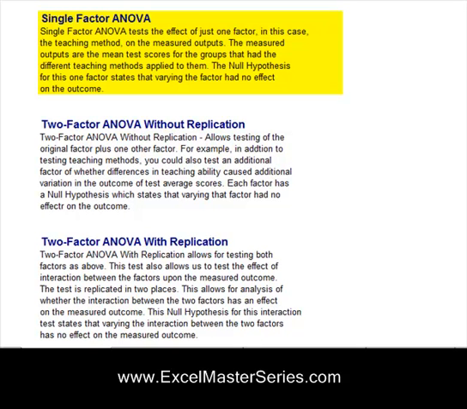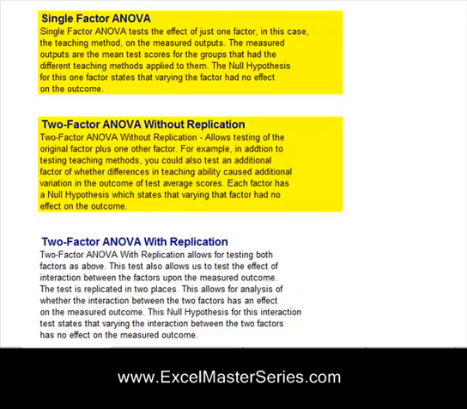Single-factor ANOVA simply tests one factor. That factor has a null hypothesis which states that varying that factor has no effect on the outcome. Two-factor ANOVA without replication just adds one more factor into the test. Each one of those factors has its own separate null hypothesis stating that varying that factor had no effect on the outcome.